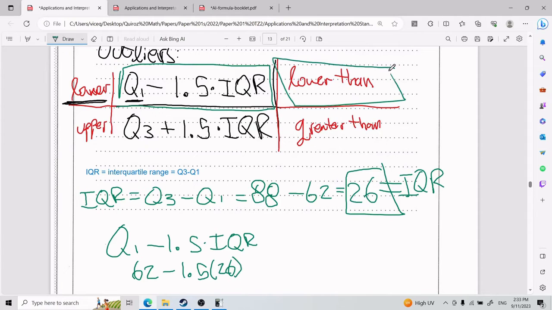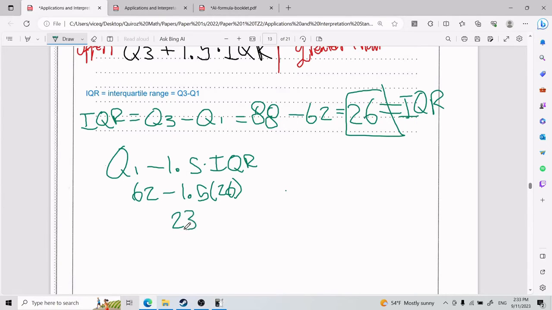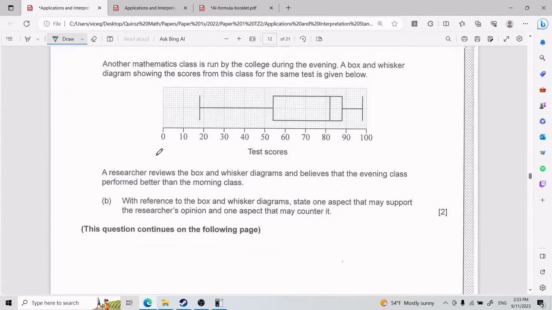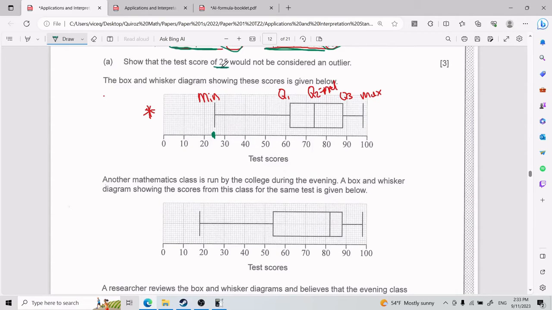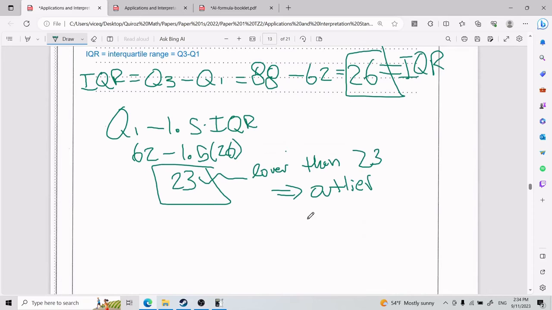And anything lower than this is an outlier, okay? So we have 62 minus 1.5 times 26. Boom, 23. So anything lower than 23 means outlier. And which number were we analyzing? For part A, they ask us for a test score of 25. Would it or would it not be considered an outlier? In this case, we're showing that it is not considered an outlier because 25 is greater than 23, which means not an outlier.